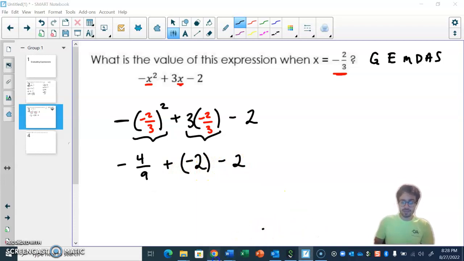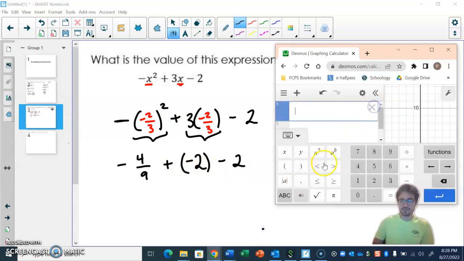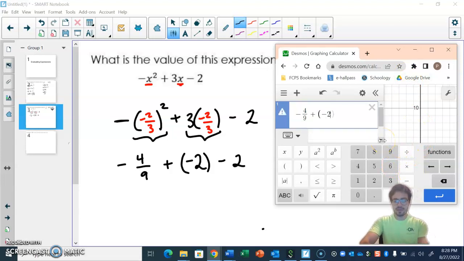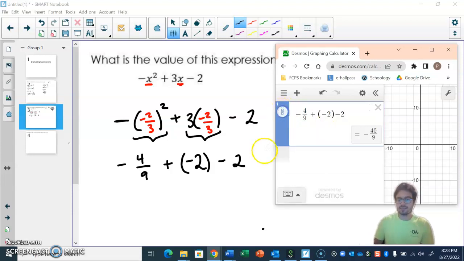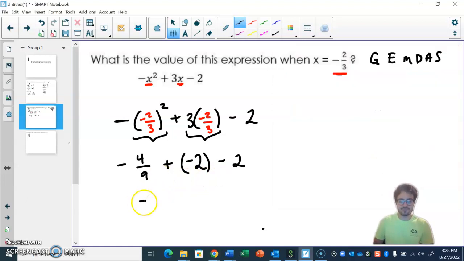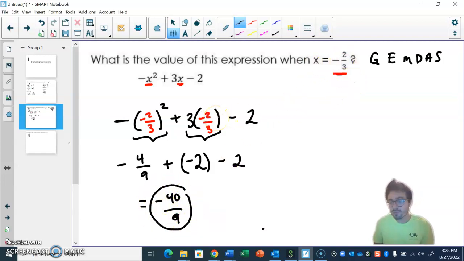If you need help doing that, we can also put that in the calculator. So let's see, -4/9 plus -2 minus 2. Let's see what that is as a fraction. -40/9. So that's the value of the expression. This was when x was -2/3. Don't be scared of fractions, remember. You have a tool to help you with it.